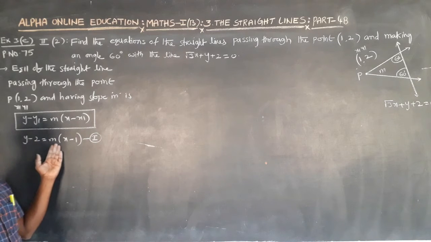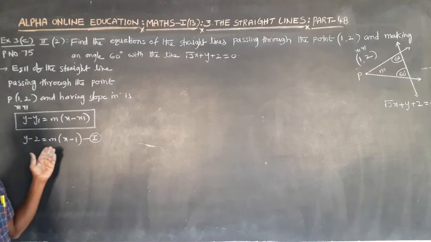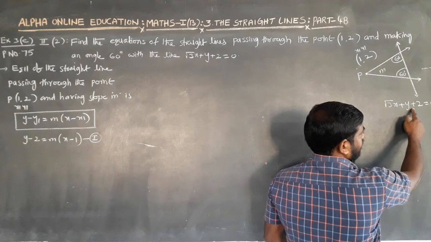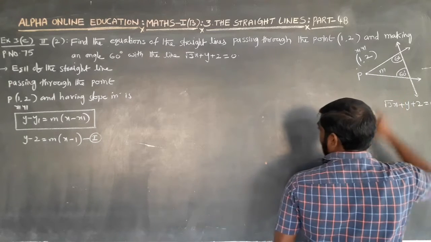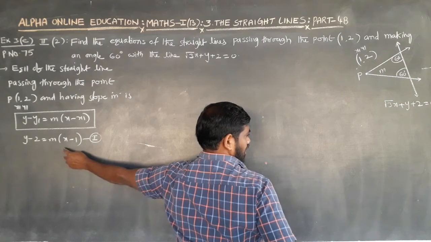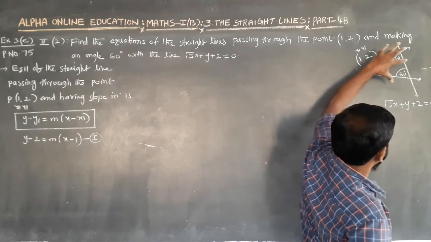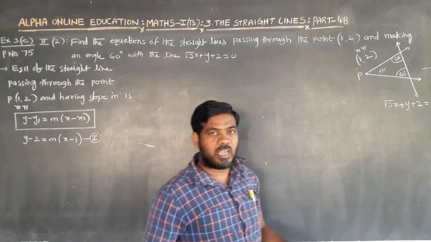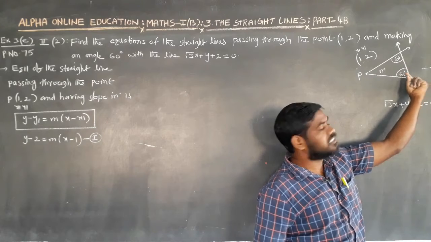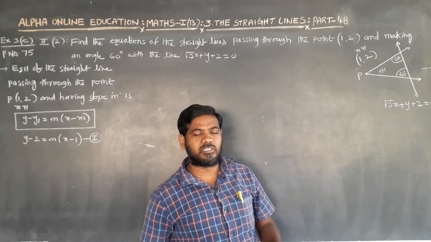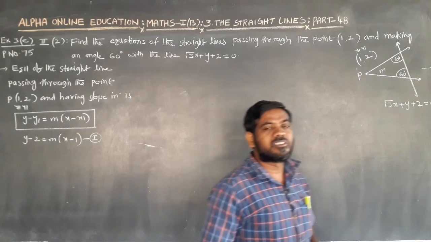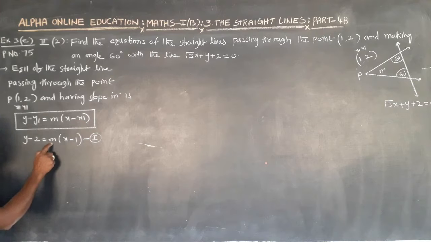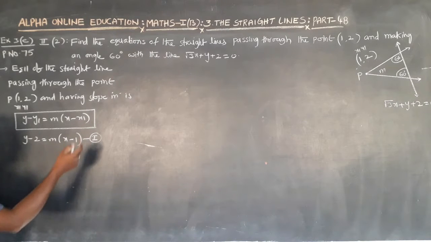So here we find the value of m. Observe here, this is the line √3x + y + 2 = 0. This is the line y minus 2 is equal to m into x minus 1. Here the angle between the two lines is 60 degrees. Find the angle between the two lines and equate it to 60 degrees to find the value of m. So first of all, write equation number 1 in order.